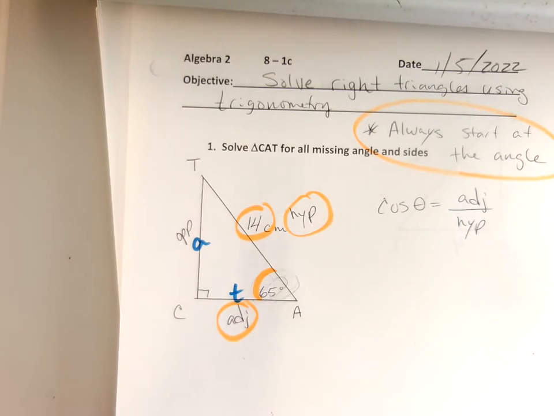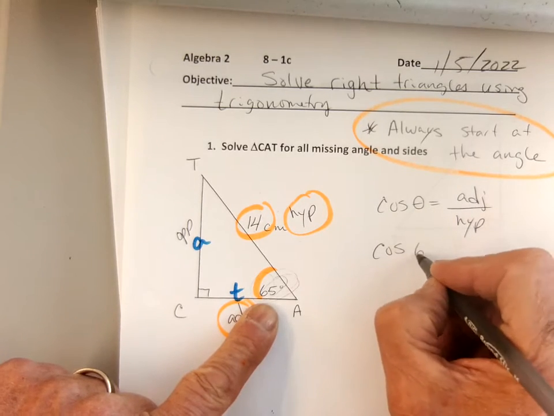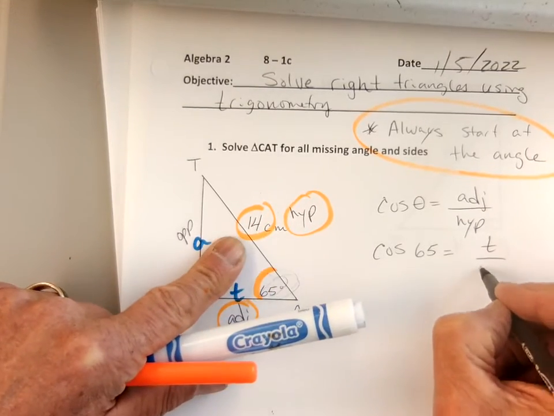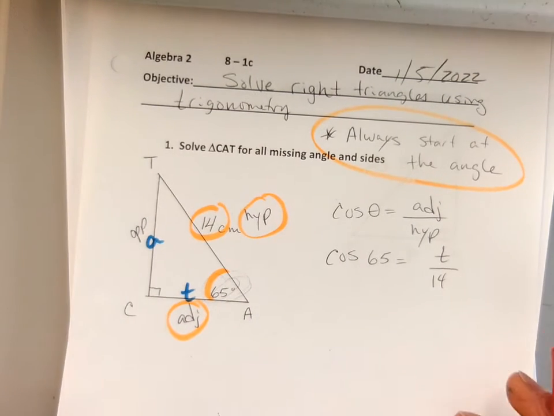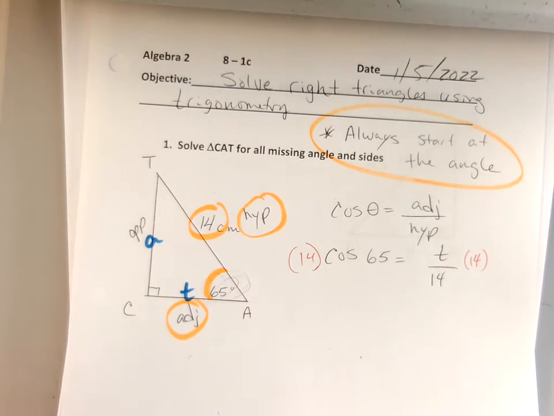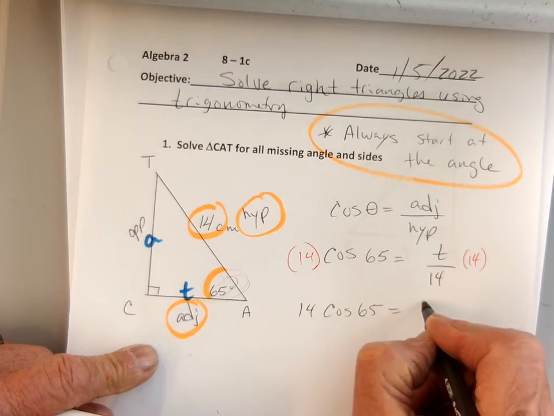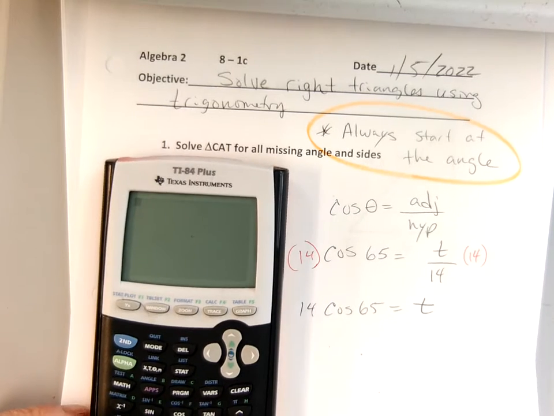So, cosine of, what's theta? 65, it's the angle. The adjacent, which we want to find, is T, and the hypotenuse is 14. How are we doing? Now, Emily, how do we solve? You multiply. Multiply by 14, everybody agree? Thanks, Emily. I pick on Emily because she knows the answer, right, Emily? So you have 14 times the cosine of 65 equals t, and I just used my calculator. I'm going to go 14 cosine 65, boom, 5.9.